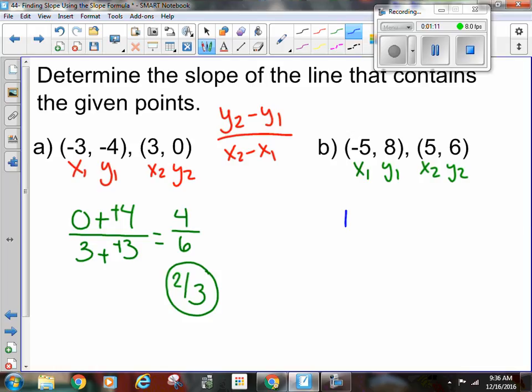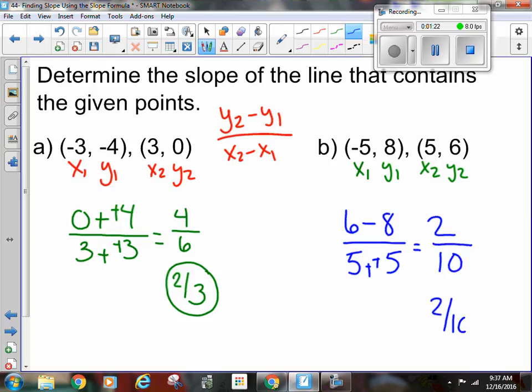B, we're going to label our points again, x1, y1, x2, y2. Okay, so we're going to plug those in. 6 minus 8 over 5 minus -5. So we get a 2, and minus the negative turns to positive, over 10. So 2 over 10 is going to reduce to 1/5.